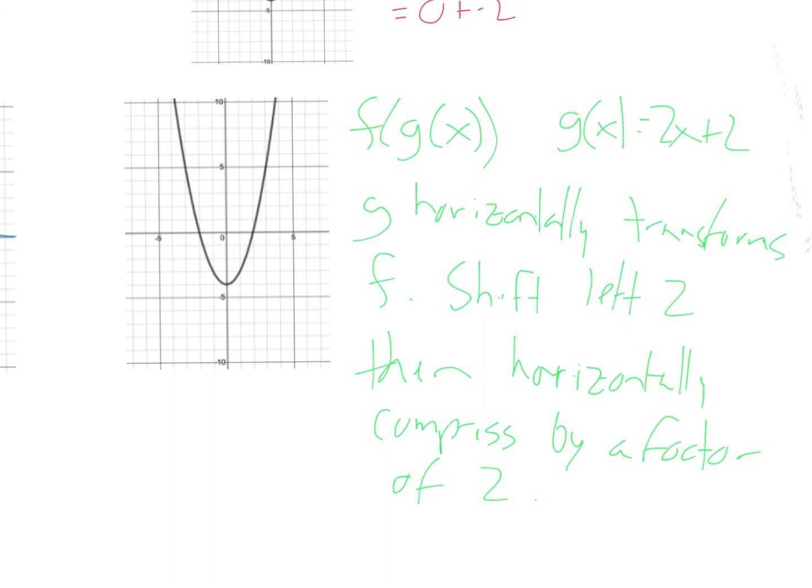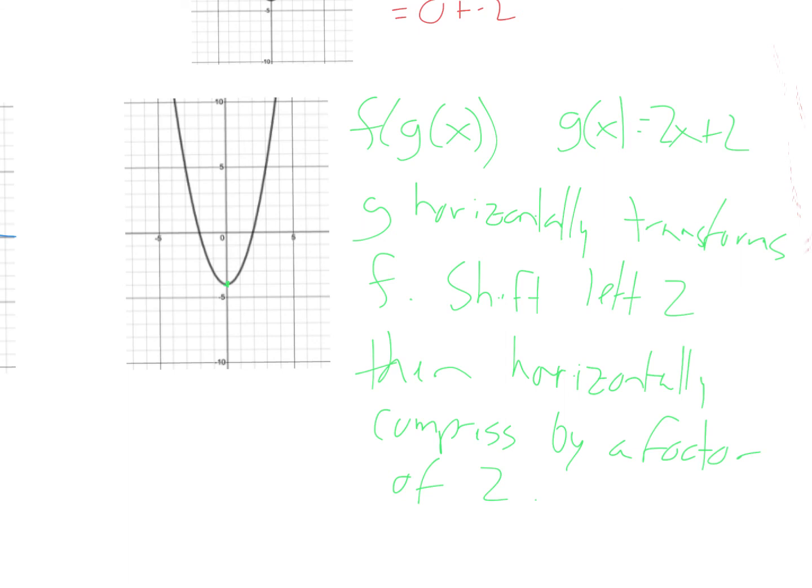Remember, it's inside. G is inside, so it's horizontal, and it does the opposite of what it looks like and in the opposite order. So it looks like add 2, but really I should subtract 2. It looks like multiply by 2, but really I should divide by 2. And order of operations says multiply, then add. We say, no, not now. Subtract, then divide. So I just take every single point on here, or at least enough, and I do that.